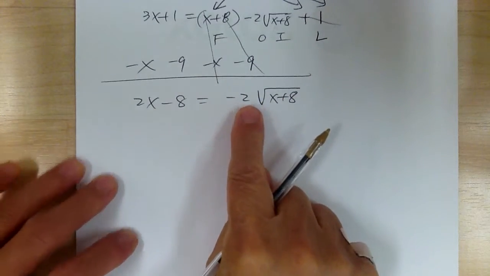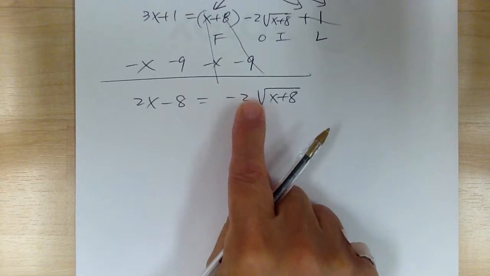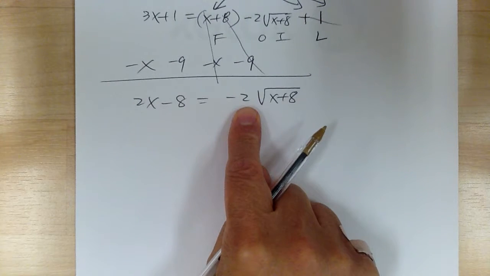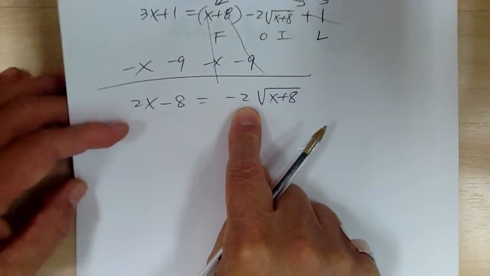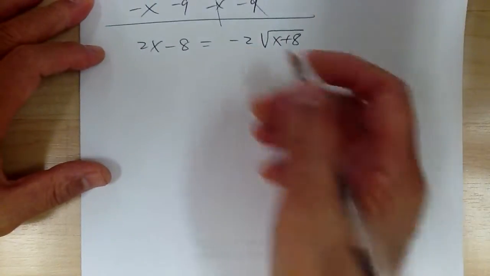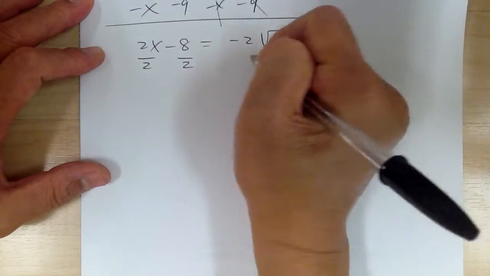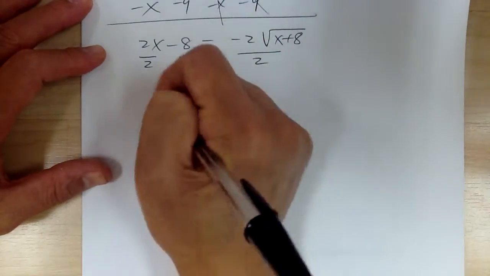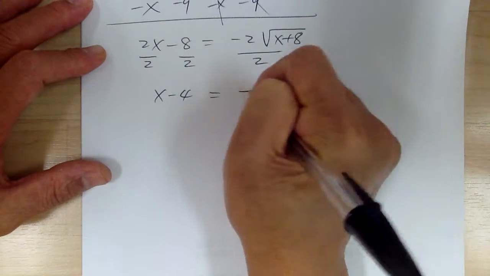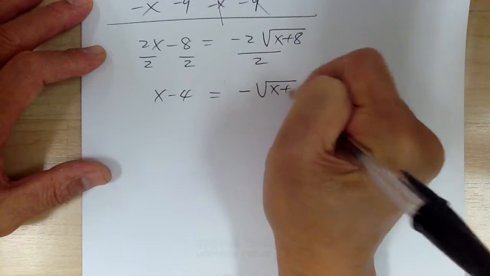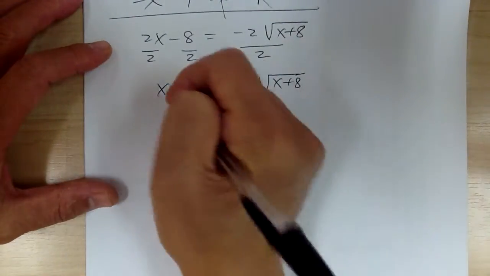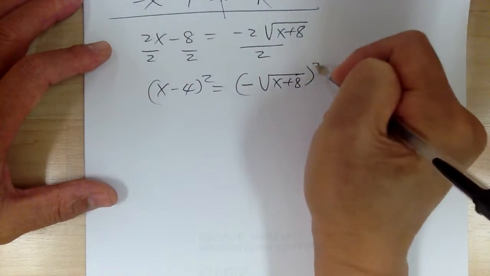Now, you always try to get rid of this number if you can. Lower this number as much as you can. It will make things a little bit easier, or else the thing's going to get too messy. So I'm going to divide by 2, divide by 2, divide by 2. So I get x minus 4 equal to negative square root of x plus 8. Then I'm going to square both sides.